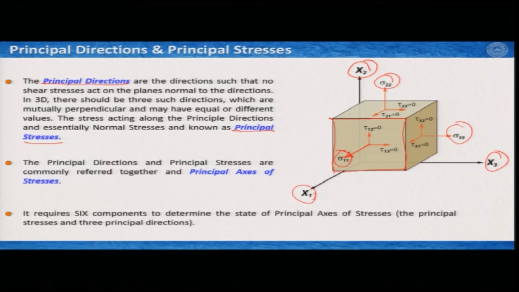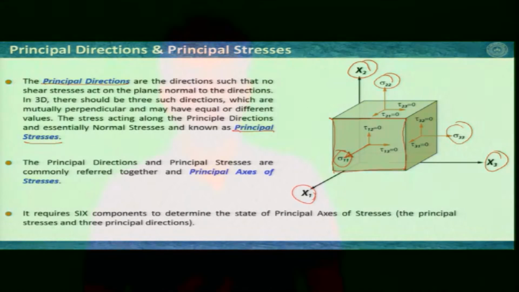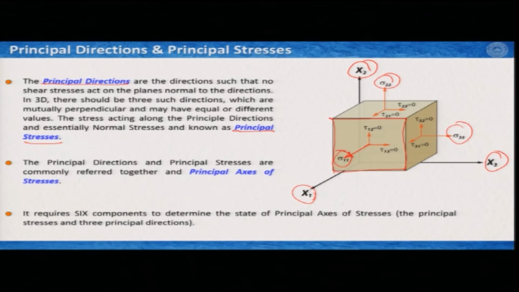Now altogether, principal stresses and principal directions are known as principal axis of stresses. The principal directions and principal stresses are commonly referred to together, as it is written here, as principal axis of stresses. Now if I consider a 3-dimensional system, then it is quite obvious that I would have 3 principal stresses and 3 principal directions. So altogether it requires 6 components to determine the state of principal axis of stresses acting on a body.